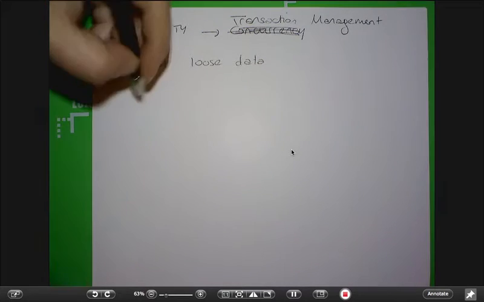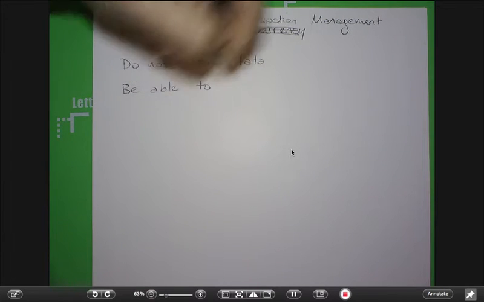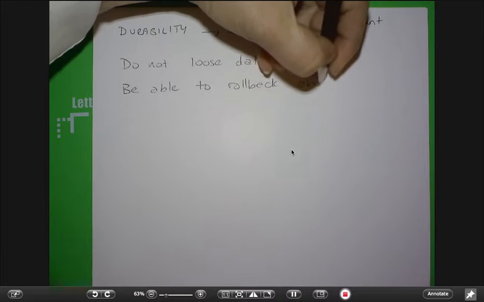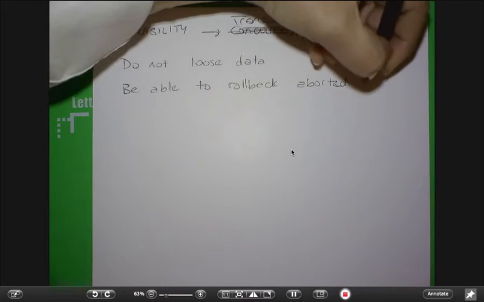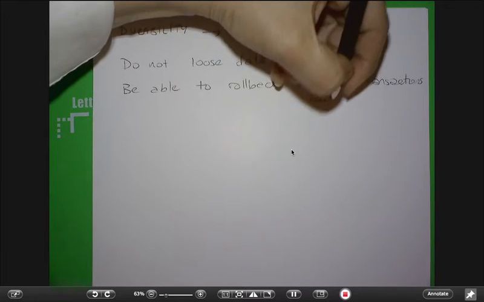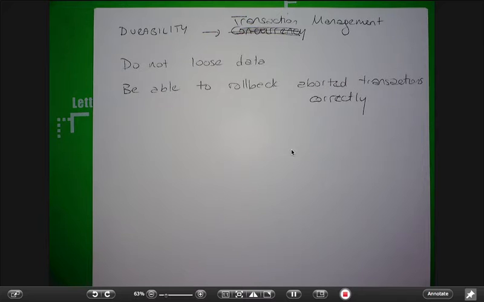So I want to be able to roll back aborted transactions correctly. Okay. Now what that all means, we are going to talk about slowly. So now this is a few things here. Follow with me and make sure you understand these basic ideas, right?